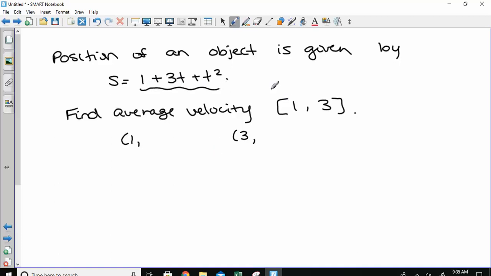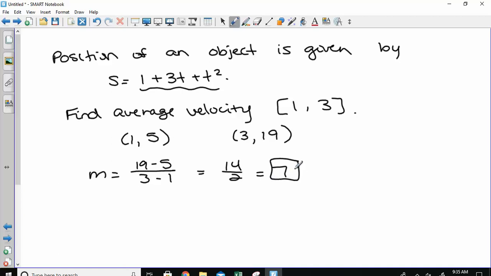Plug those in to my S equation. So those are my times. If I put in a 1, I get 1 plus 3 plus 1, which is 5. If I put in a 3, I get 1 plus 9 plus 9, which is 19. And then we just need the slope, y sub 2 minus y sub 1 over x sub 2 minus x sub 1. So my average velocity is 7.